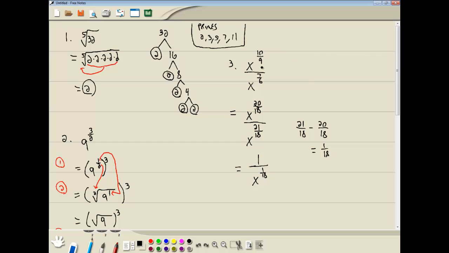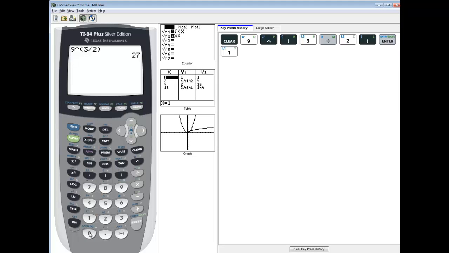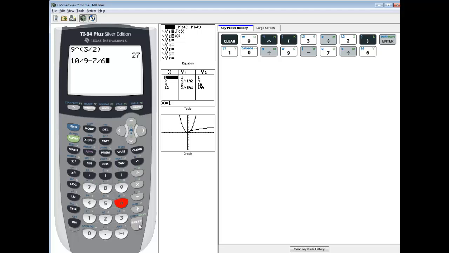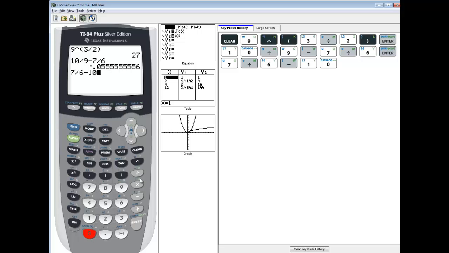Now, right up here, 10 ninths and 7 sixths. If I were to subtract them, the question is, which one's the larger one? If I do 10 ninths, so 10 divided by 9, minus 7 divided by 6, and press enter, you get a negative. That means you have it flipped around. The larger one is 7 sixths. So I do 7 divided by 6 minus 10 divided by 9, and press enter, and I don't get a negative, which means that my larger one is 7 sixths and the smaller one was 10 ninths.